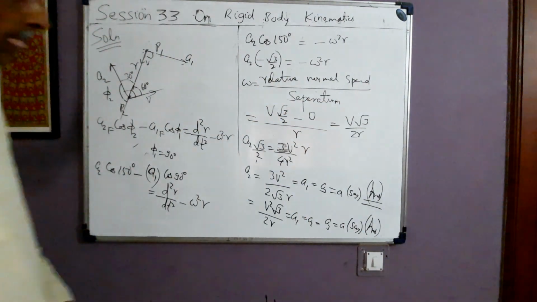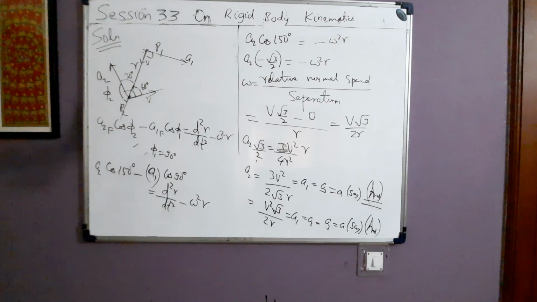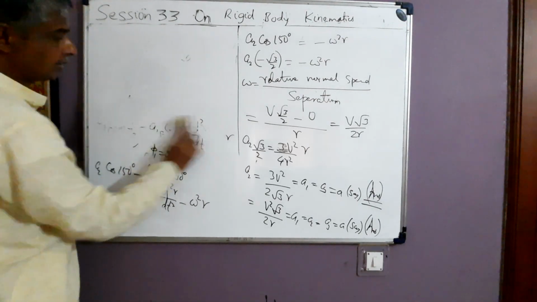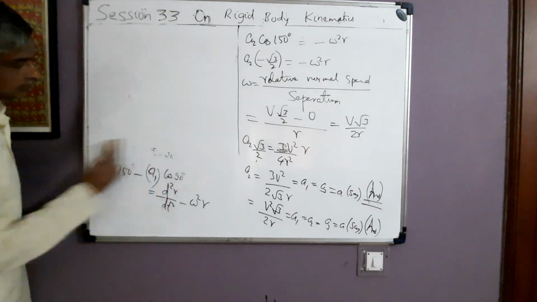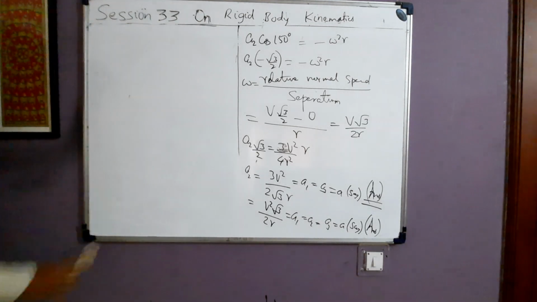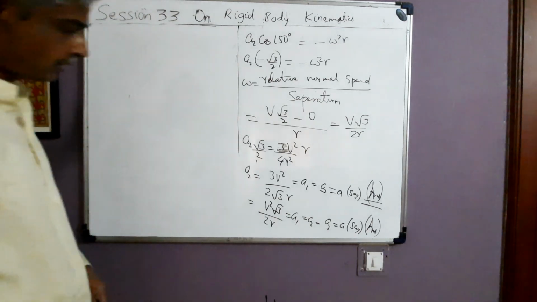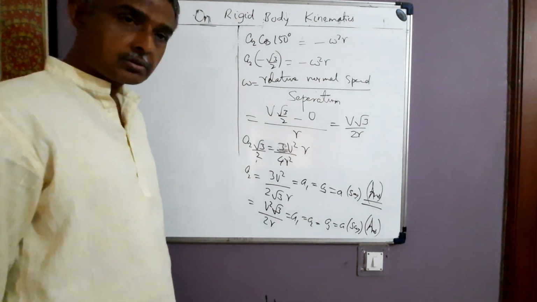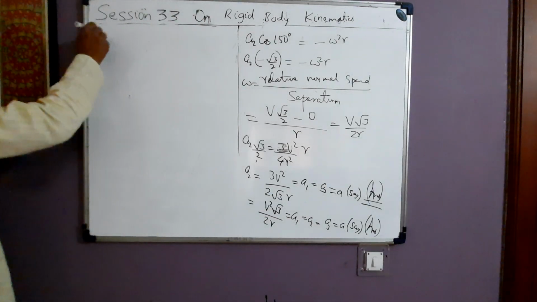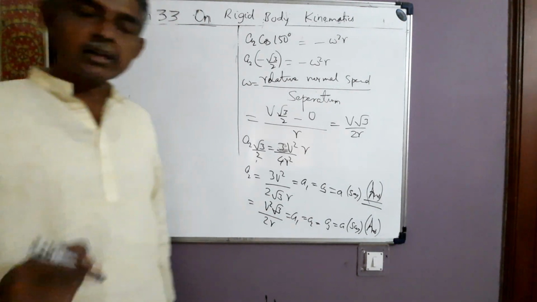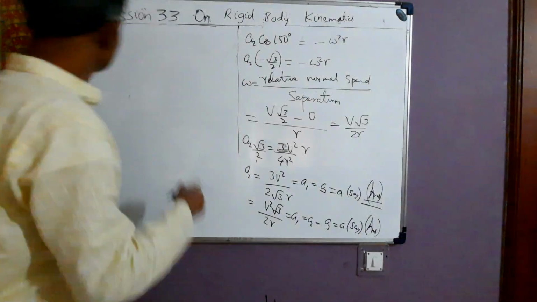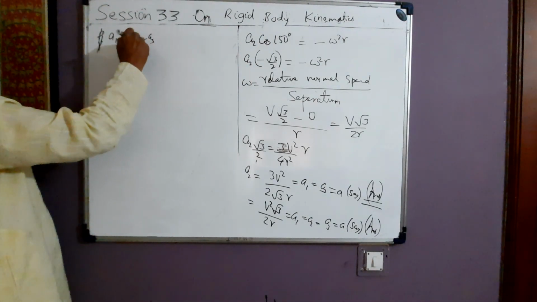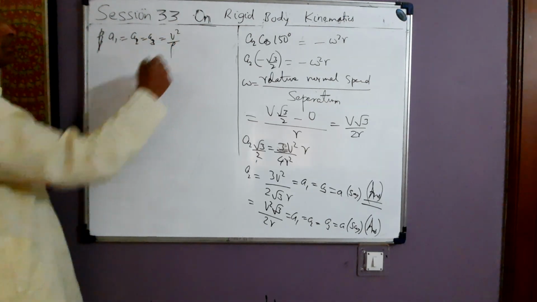Okay, fine. Now we have also been asked to find the radius of curvature of the path of these 3 points at this instant. So let rho be the required radius of curvature. That will again be same for all the 3 points by symmetry. So this means A1 is equal to A2 is equal to A3 is equal to V square by rho.